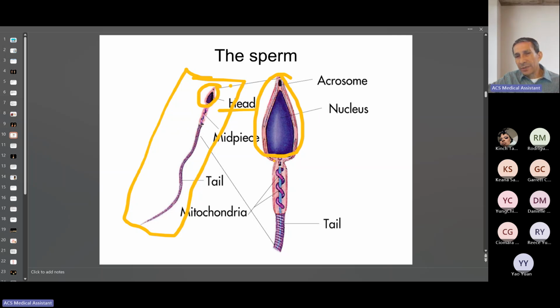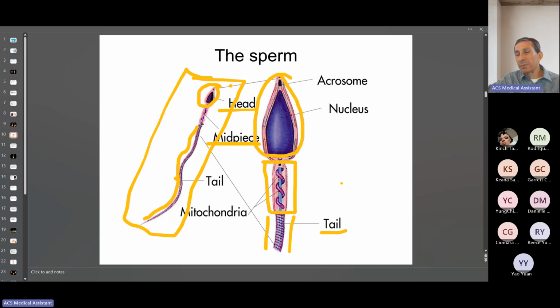Now, this part right here, see? Let's think that this is the neck. So this will be the neck. We call it the mid piece because it's in the middle. And then we have this structure right here, which is the tail, which is from here down. We have the tail.